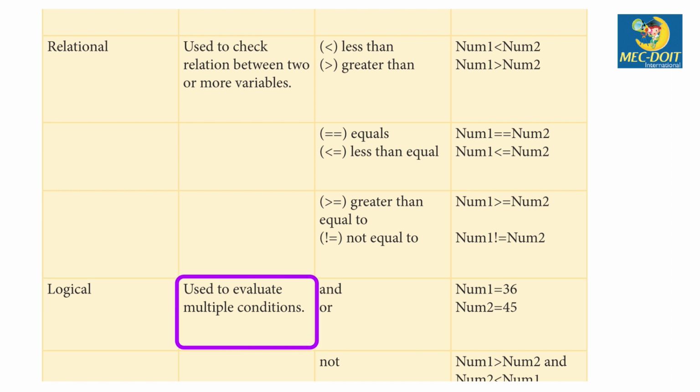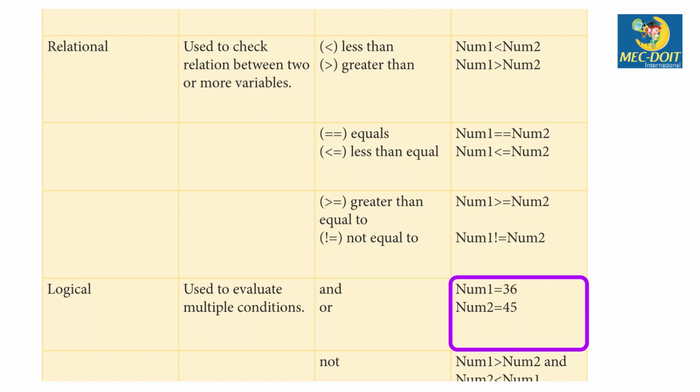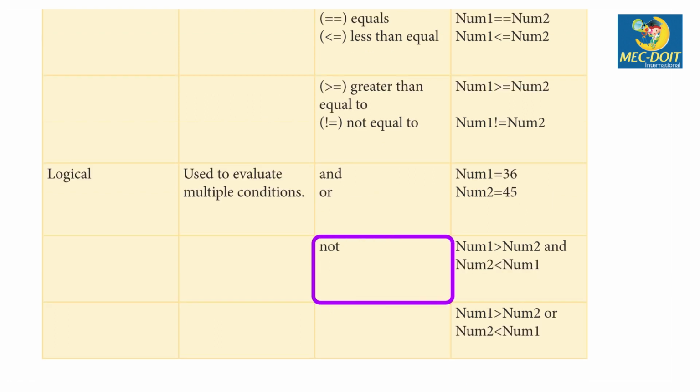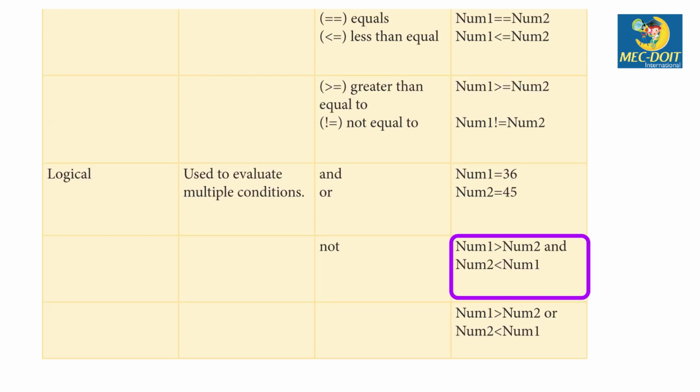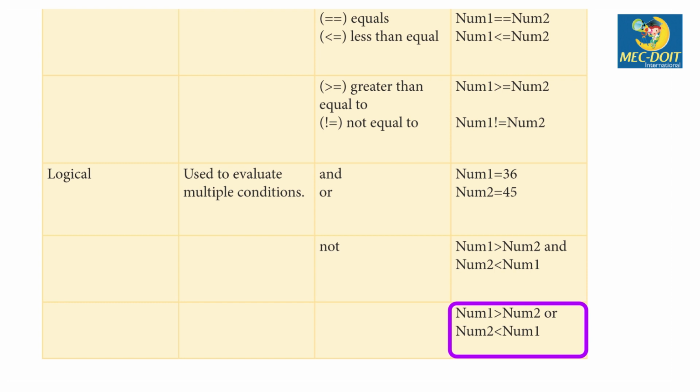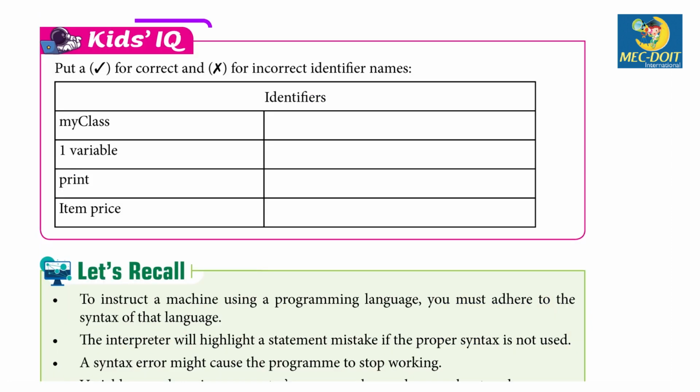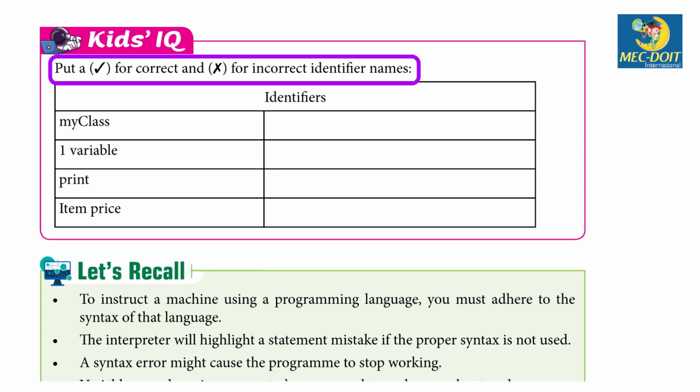Logical. Used to evaluate multiple conditions. And, or. Number 1 is equal to 36. Number 2 is equal to 45. Not. Number 1 greater than number 2 and number 2 less than number 1. Number 1 greater than number 2 or number 2 less than number 1. Kids IQ. Put a tick for correct and a cross for incorrect identifier names.